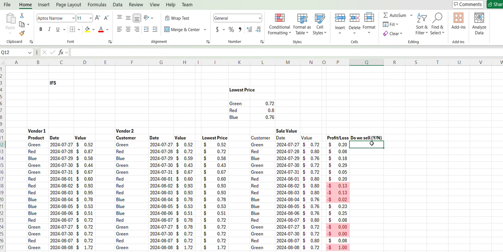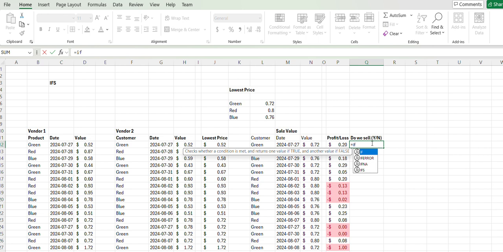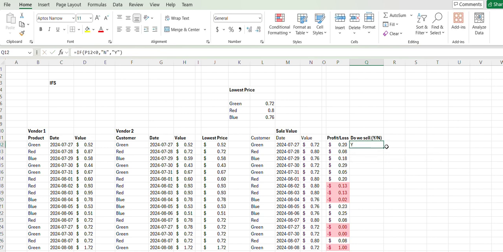So we want to set up a formula like this. So if this is less than 0, then do we sell? No, we don't. We want an N. Right? So if P2 is less than 0, N. Otherwise, what? Y. And little flash fill.